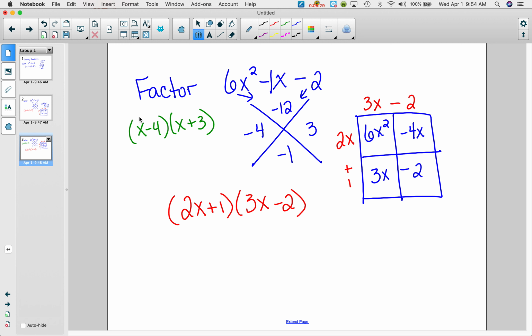You don't even have to work it all out. Just doing the first, you get an x squared. So that can't be the answer because you got to get 6x squared. 2x times 3x is 6x squared. So if you always check your answer, then you'll never make that mistake of forgetting the box. So hopefully that helps.